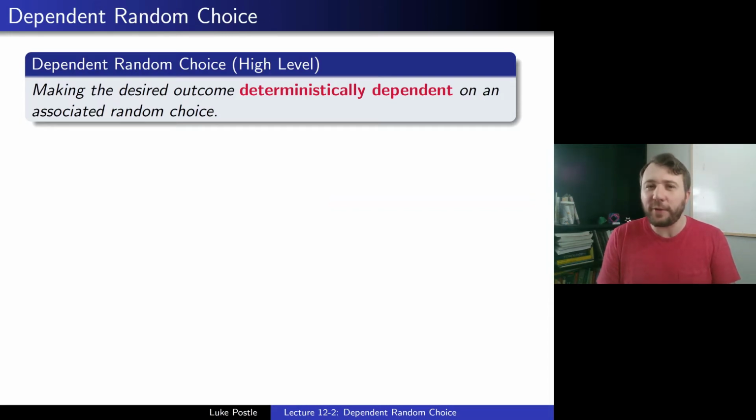Well, at a high level, the idea is making the desired outcome deterministically dependent on an associated random choice. If we're trying to solve a problem with the probabilistic method, we're often tempted to just make a random choice and have that be the desired outcome. But here, the idea is more subtle: we use a random choice and then, from that, extract an outcome which deterministically depends on that random choice. This is a bit not what we're used to with probabilistic methods, just making a random choice from the get-go.